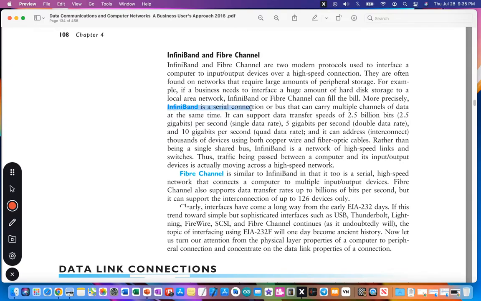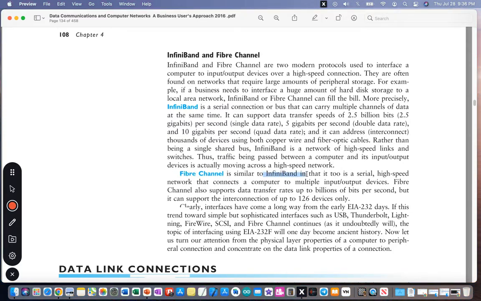And InfiniBand and Fibre Channel. InfiniBand is a serial connection or bus that can carry multiple channels of data at the same time. It can support data transfer of 2.5 gigabits per second. That's very fast. 5 gigabits per second with double data rate, and 10 with quad data rate. Interesting. Fibre Channel.